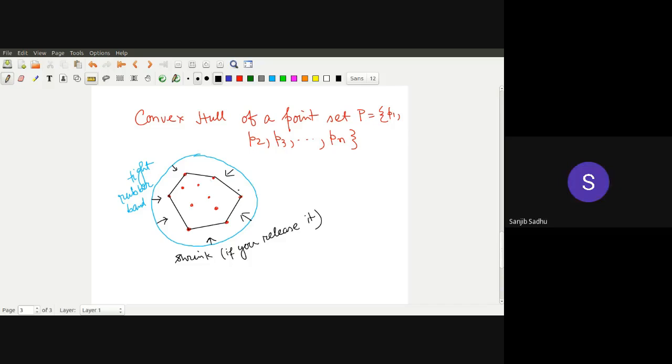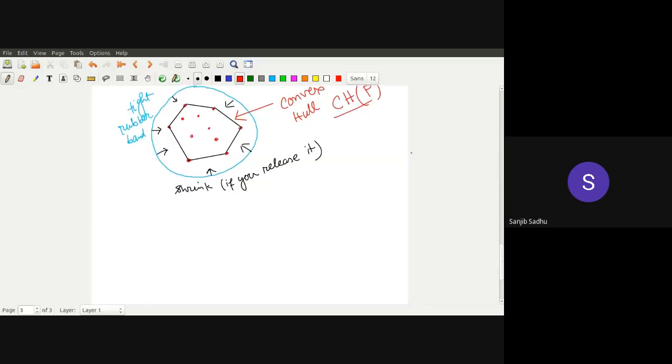So this is called the convex hull. It is denoted by CH sometimes, of the point set P. Clear? Or in other words, what do you mean by convex hull? That is another definition. But before that, do you know the difference between convex polygon and non-convex polygon? Internal angles of a convex polygon are not reflex, and non-convex is reflex, sir.